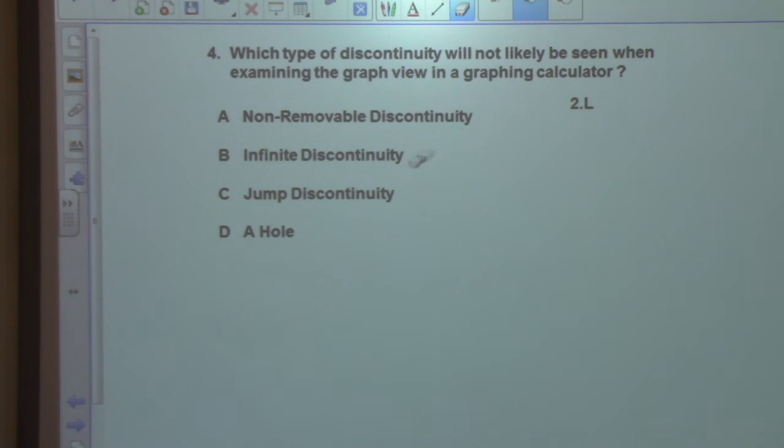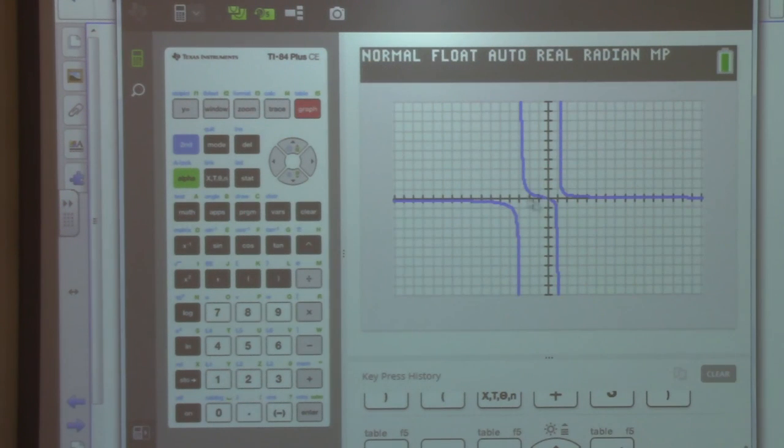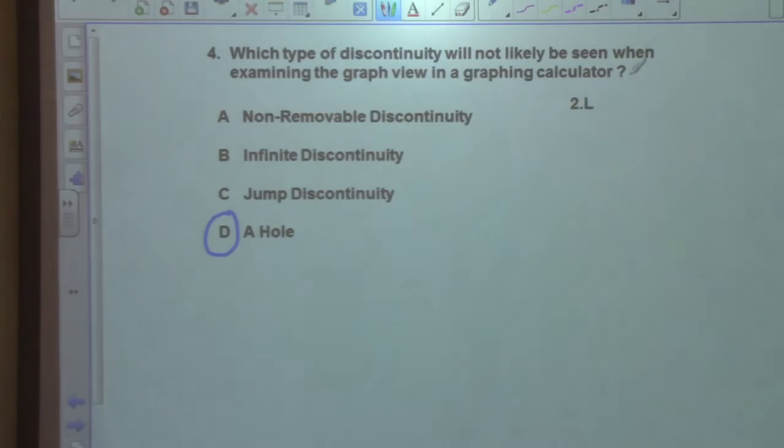This one here, which one will not likely be seen? The hole, yeah, which is a point discontinuity. And we saw it right here. Remember when we graphed this thing? This is an example where we don't see the discontinuity at x equals 0, even though it is here. Okay? Next.